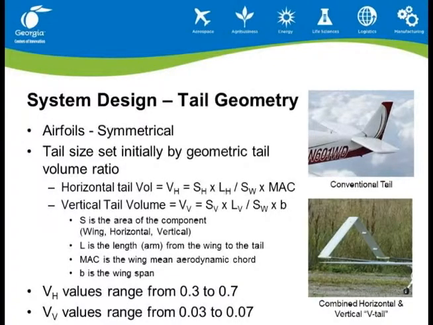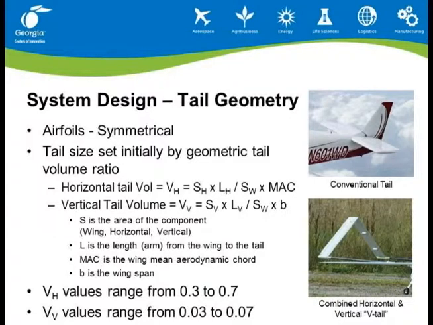Tail geometry. The airfoils for the tails are usually symmetrical. They have no camber in them. So remember that you'll probably pick a NACA 00, 15, or 16 would be in that range for this tail. And the tail size is set by some historical data that we call geometric tail volume ratio. And I give you the formulas here for horizontal tail volume and vertical tail volume, where S is the area of the component, the wing, horizontal and vertical. You see SH is the area of the horizontal, and SW is wing, and SV is the area of the vertical tail.